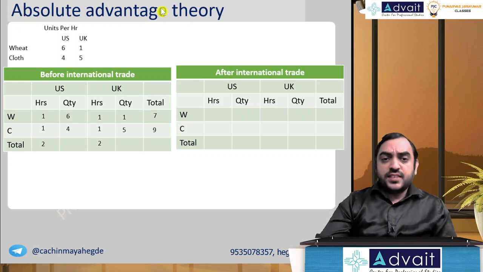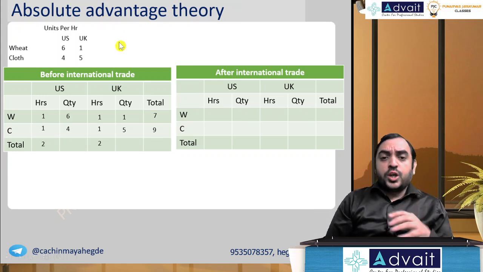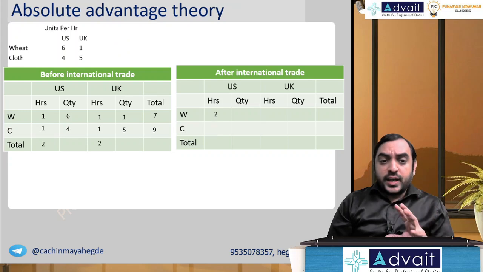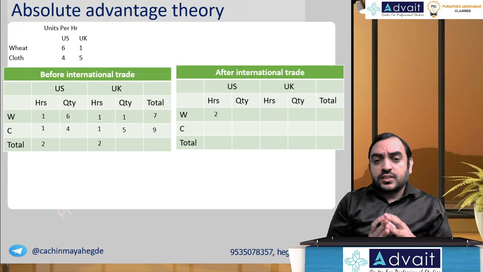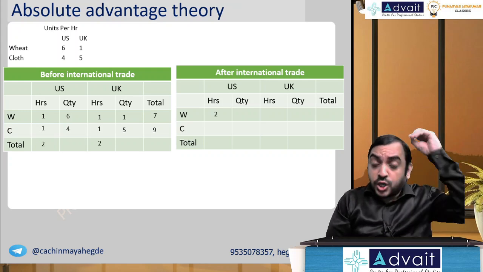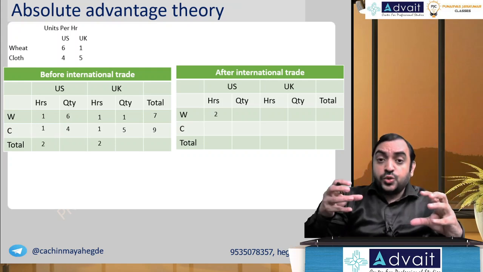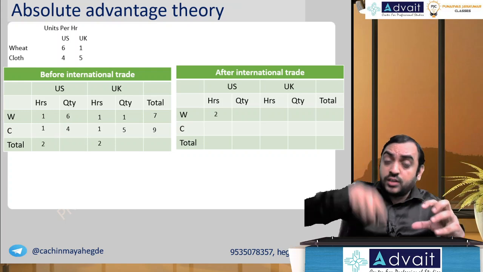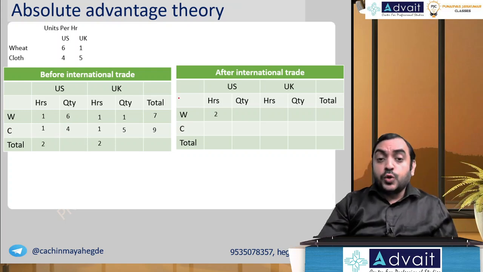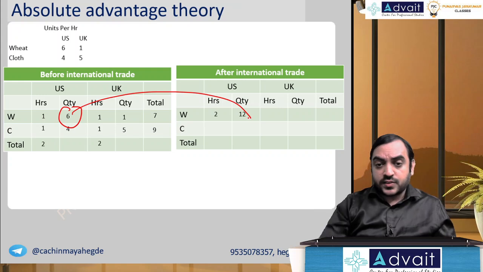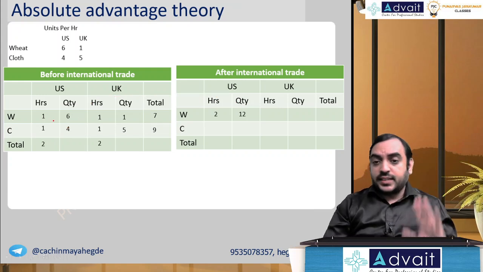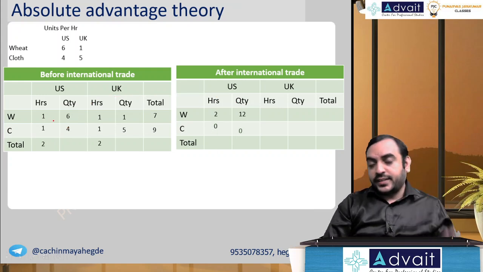Okay, hope this table is done. Let's do the second table now. Now, we are going for specialization. US will not spend 1 hour for wheat, 1 hour for cloth. They spend both the hours on wheat. Similarly, UK will spend both the hours on cloth. In 2 hours, how much quantity can they produce? 12, right? In 1 hour they can produce 6. In 2 hours they can produce 12. Cloth, nothing, zero. They don't do anything.